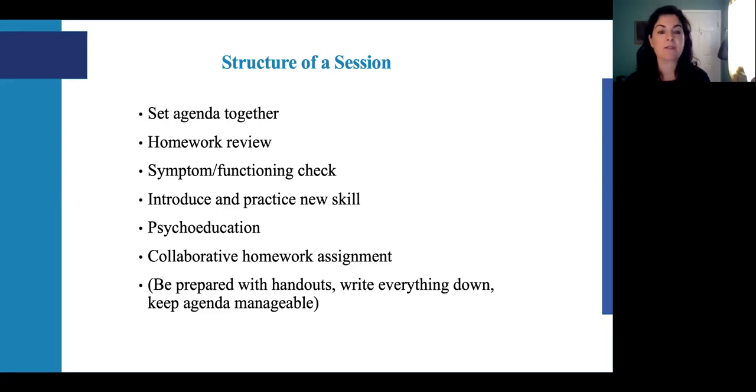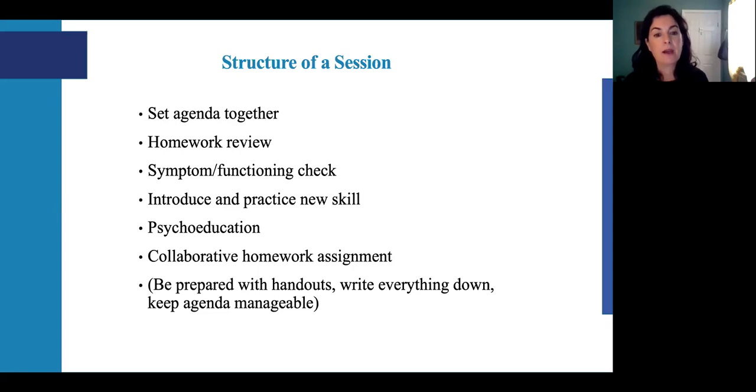So these are the kinds of things that would be included in the structure of a session, and you set the agenda that would include these things with the client. And this is how you basically go step by step through a sample session. And obviously that homework piece is important in terms of skill generalization and helping the client be really active in their own treatment. We'll talk more about that as we go on.